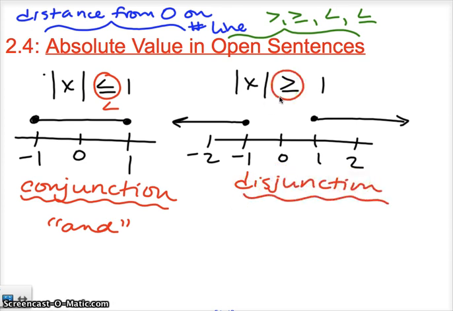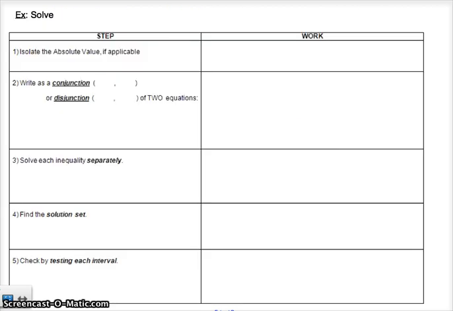So when you see greater than or equal to, could also be just the greater than sign. I know I was obnoxious about it in class, but again, greater disjunction, less than conjunction. That'll help you remember which is which when we go to solving absolute value in open sentences. So we are going to start by solving the problem.